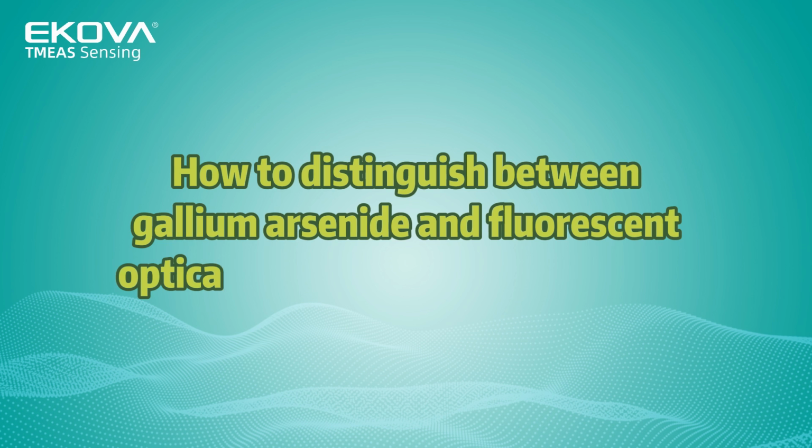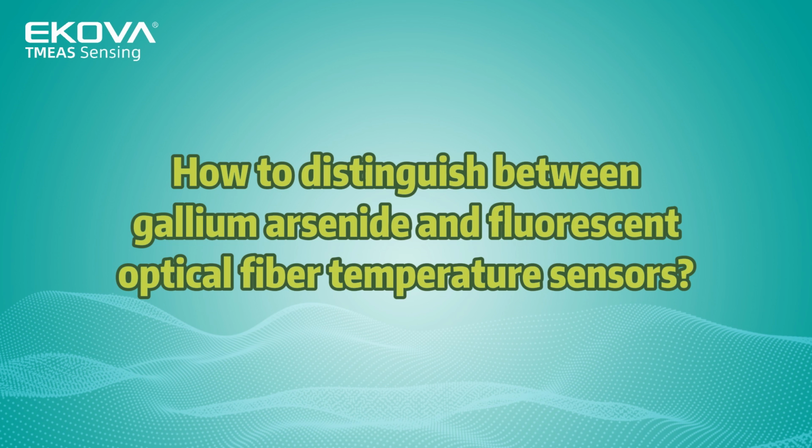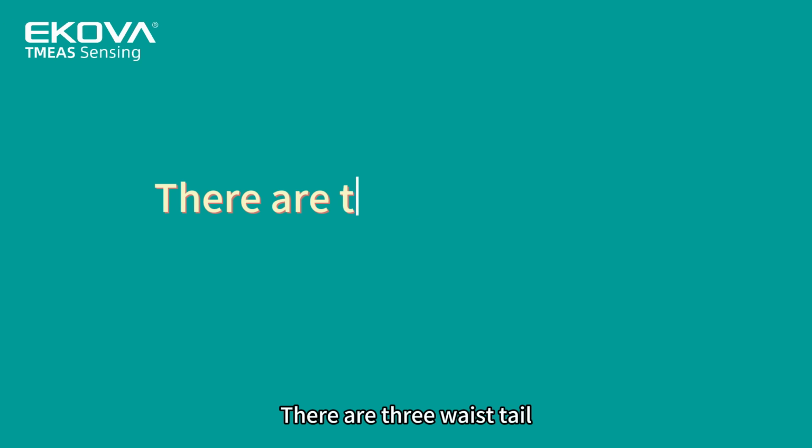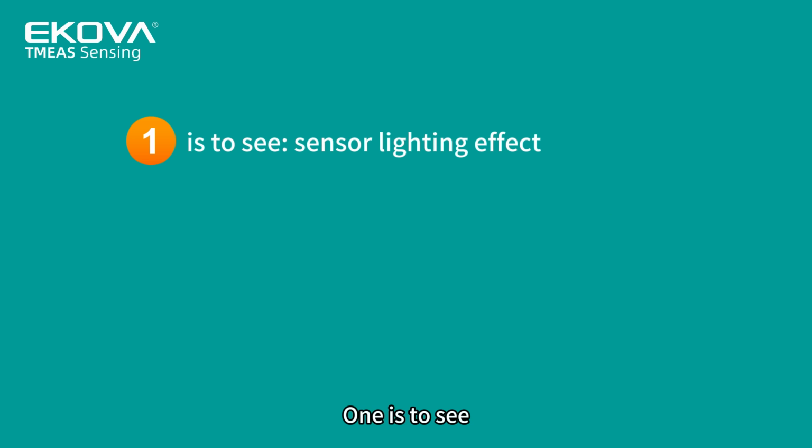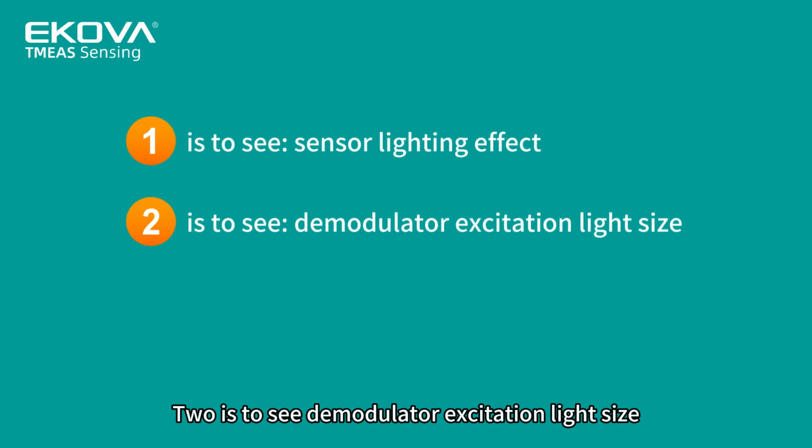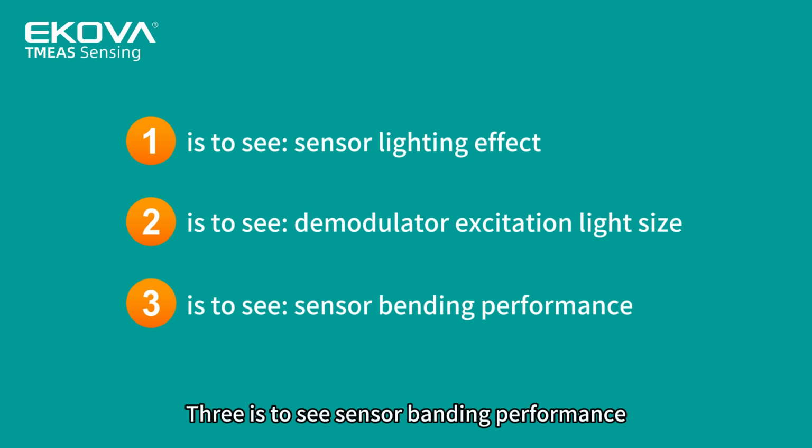How to distinguish between gallium arsenide and fluorescent optical fiber temperature sensors. There are three ways to tell. One is to see the sensor lighting effect. Two is to see the demodulator excitation light size. Three is the sensor bending performance. Let's compare.